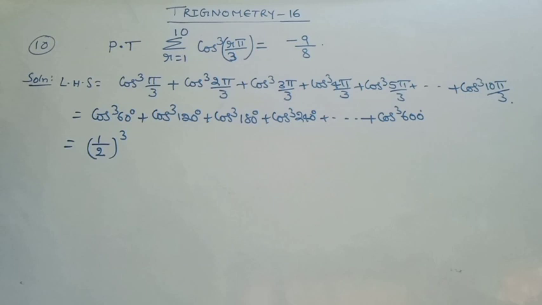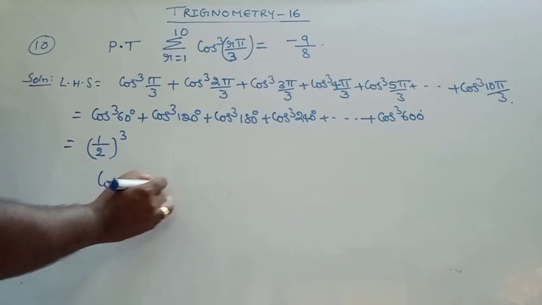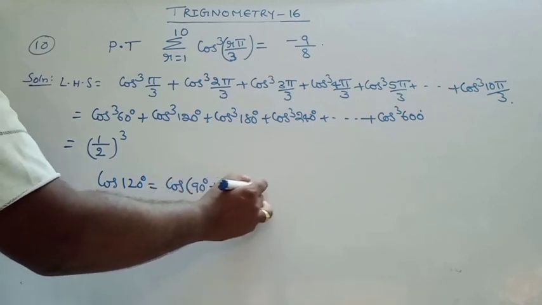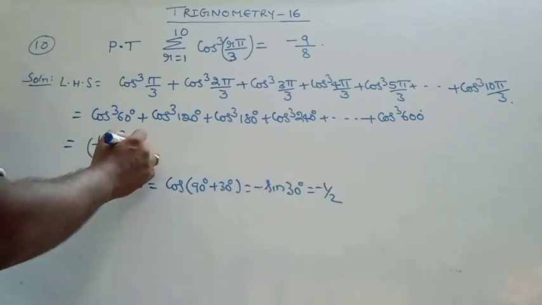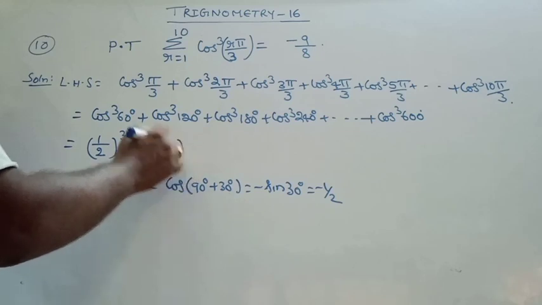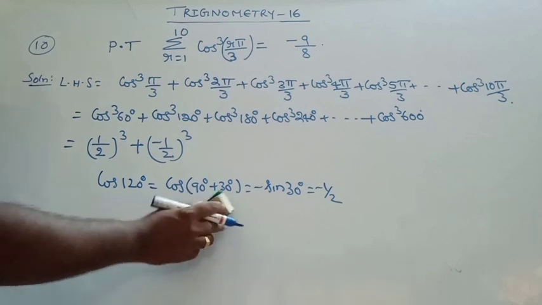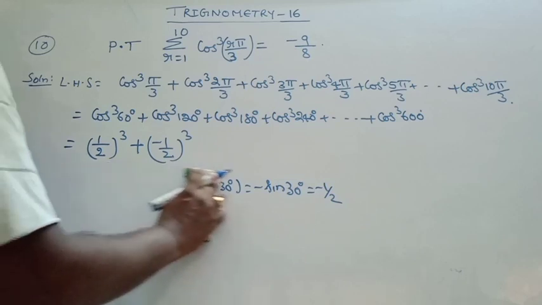Just writing these values and putting them there, we will get the cos 120 degrees value. Cos 120 you can write as cos of 90 plus 30, this becomes minus sin 30 degrees, right? And this becomes minus 1 by 2. And this is now plus of minus 1 by 2 whole cube, you can write like this. Because cos 120 is cos of 90 plus 30, that becomes minus sin 30, minus 1 by 2. Therefore cos 120 is minus 1 by 2, whole cube.